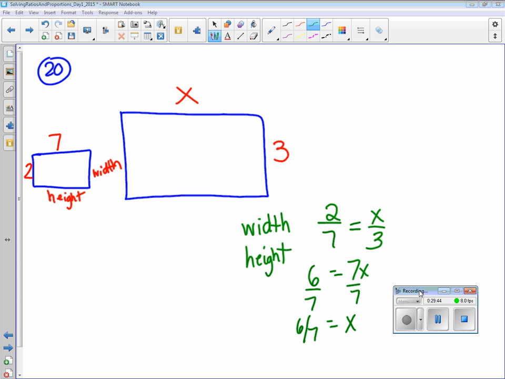Yes, because we don't have calculators. I'm fine with that. 6/7. And we should probably include the units. 6/7. Hang on one second. Something's wrong.